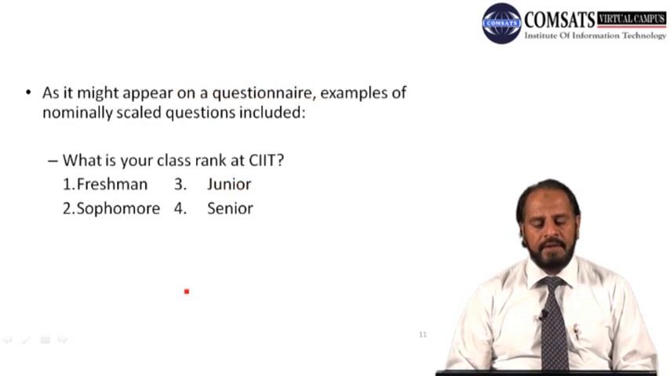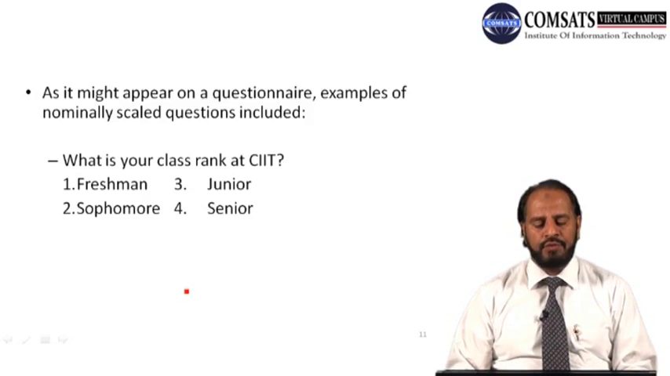Okay, another example of a nominal scale could be: what is your class rank at CIIT? This is asking which class you belong to: freshman, junior, sophomore, or senior. You have to be in one of those, because generally your classification in a university is around four.